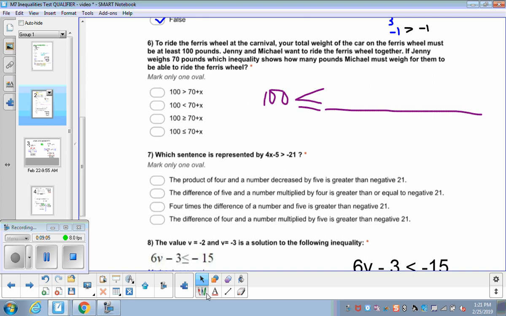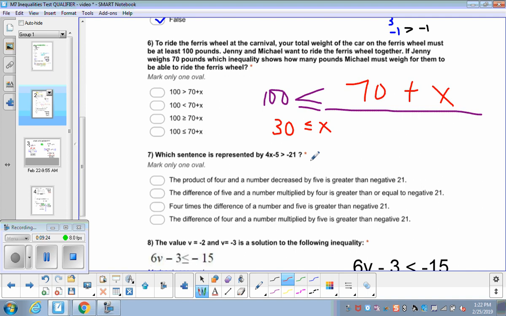So what we've got in the problem is that Jenny and Michael want to ride this together. Now Jenny already weighs 70 pounds. Now we have to figure out how much Michael could weigh, and when we subtract the 70, we'll see that Michael just needs to weigh more than 30 pounds, and together they could ride the Ferris wheel. The question just asks which inequality would be used, so their weight has to be more than or equal to the 100, and so that's going to be this last answer choice right here.